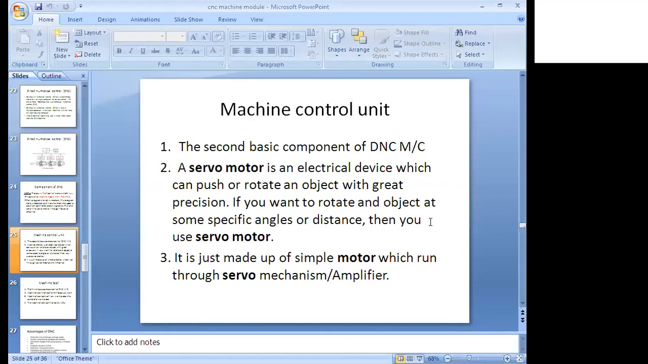The servo motor works on the servo amplifier. Based on that, what is its role? You can push or rotate, or move the workpiece as well as the tool from one place to another. This is the main function of the servo motor. This servo motor we fix in the machine control unit.